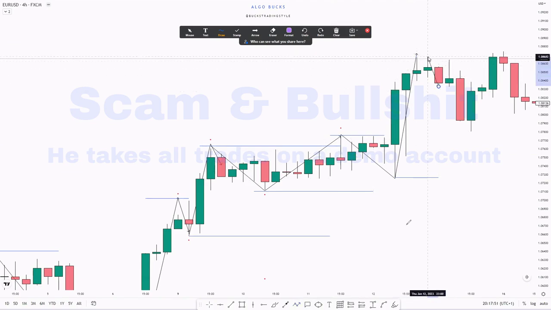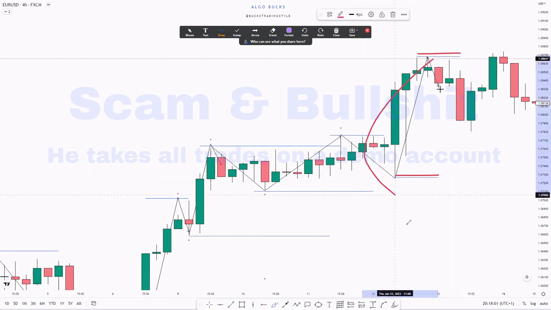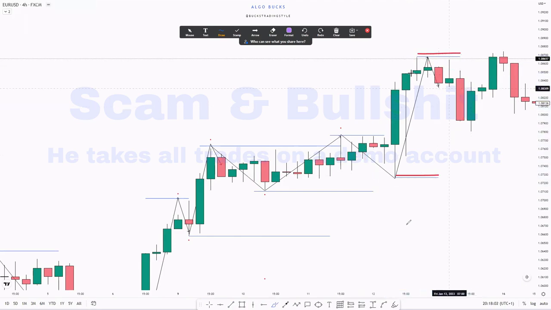So when price did this, you mark this high right here. So now from this low to this high, we have our new range, okay? We want to see price break out of the range in order for us to get our new structure point.